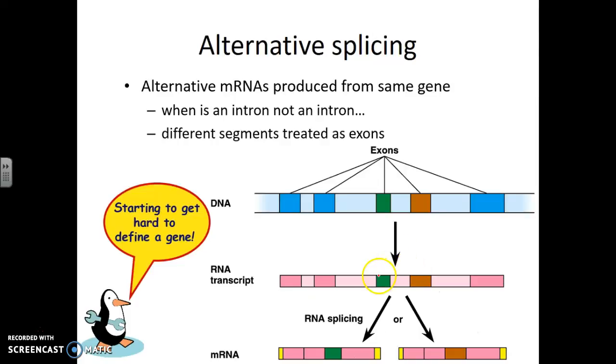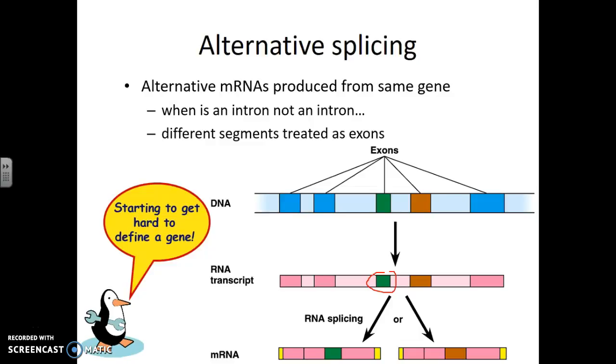Okay, it can be spliced so that the green exon is an exon and included in the DNA, or it can be spliced so that, in this case, the green is cut out, and in this case, the red is an exon, and the green is an intron. This allows a number of different proteins to be made from the same mRNA. That idea is important. I'll repeat it.